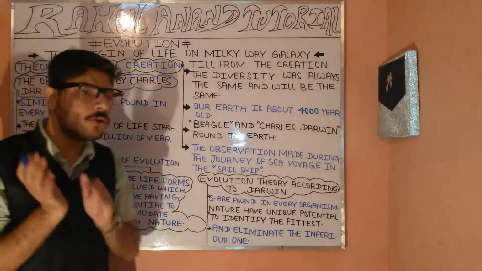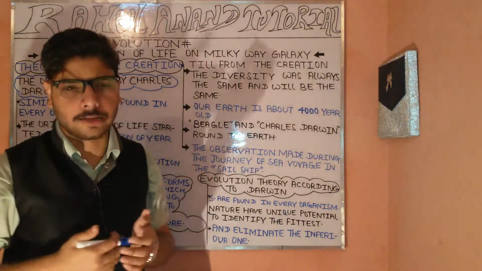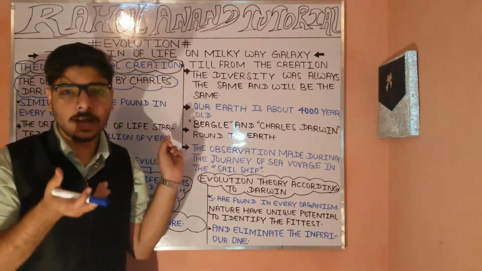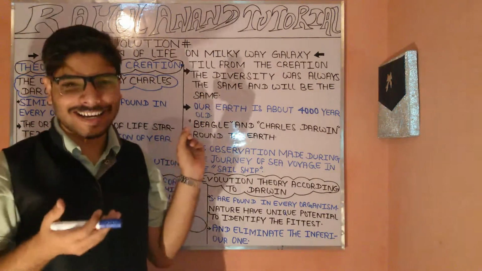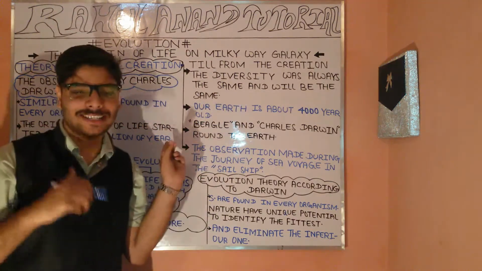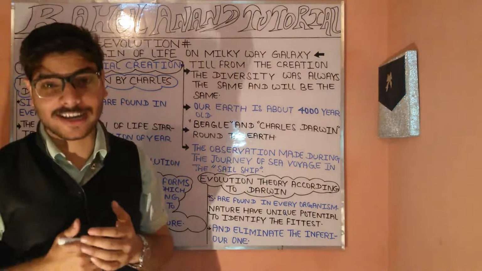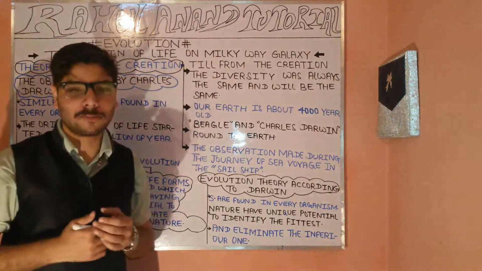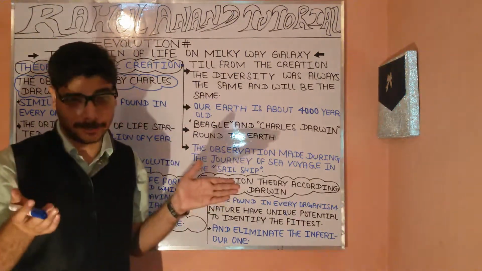Now, you could understand the origination of life. It started around millions of years ago. Fine. Now, understand the course of evolution. When I am talking about the course of evolution, what do you actually understand?